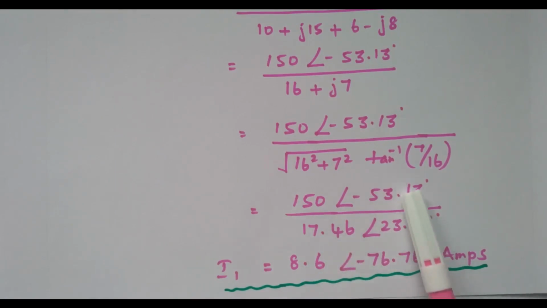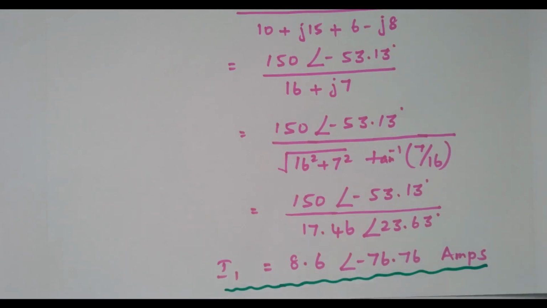What about the angle? For the division, the angle should be subtracted. While this angle is going to the numerator, it will become negative. Or in general, for division the angle is subtracted. For multiplication the angle should be added. Right. So 53.13 in this angle will be subtracted, this also negative. 53.13 plus 23.63, both are minus, so it is minus 76.76 degrees. So now we calculated the I1 value in polar form. 8.6 is the magnitude, minus 76.76 is the angle.